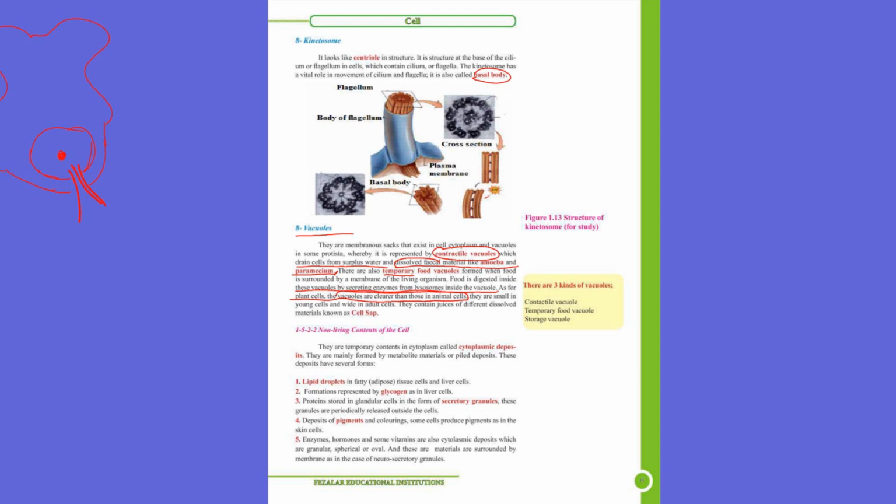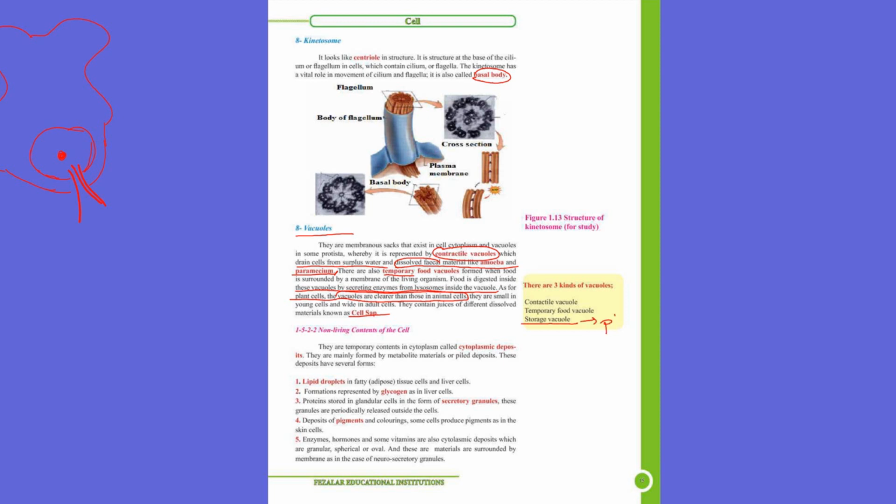In animal cells, vacuole size is smaller but the number is more. In plant cells, the number is less but the size is bigger. They are small in young plant cells, and wide in adult cells. They contain juices of different dissolved materials known as cell sap, meaning materials which the cell does not need at that time. They store them in vacuoles, so we call them storage vacuoles.